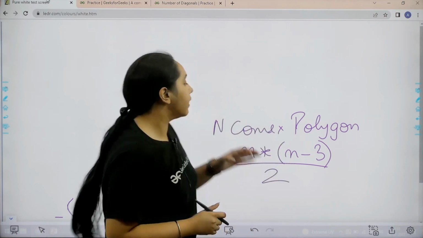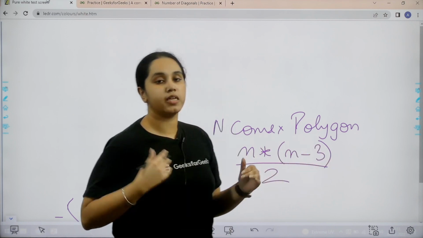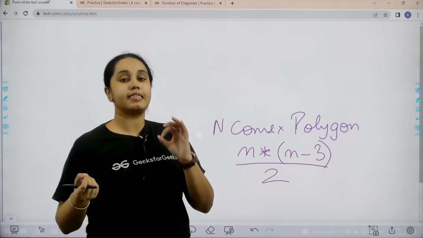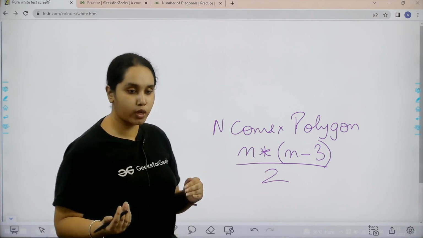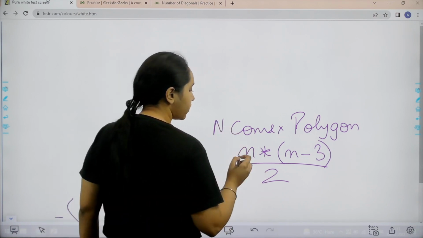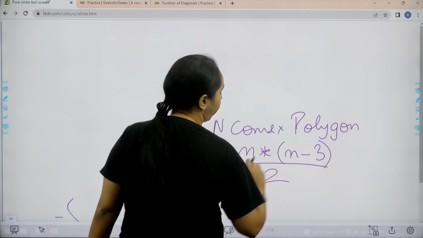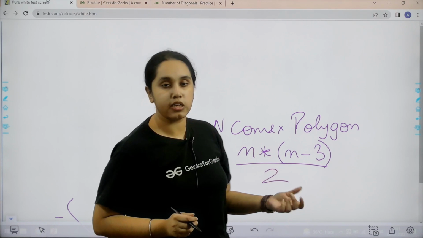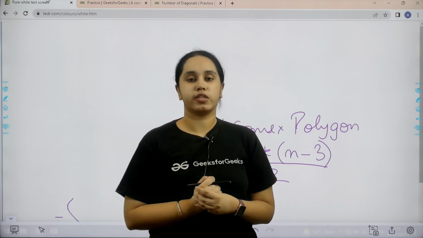Let's start. Basically, in this question we are given an n-sided convex polygon, and we need to find the number of diagonals. This is a direct question. If you know the formula for it, you can easily solve it. The formula is n times (n minus 3) divided by 2, where n is the number of sides. If you know the formula, you can solve this question in one line. I hope the formula and the question are clear to you.